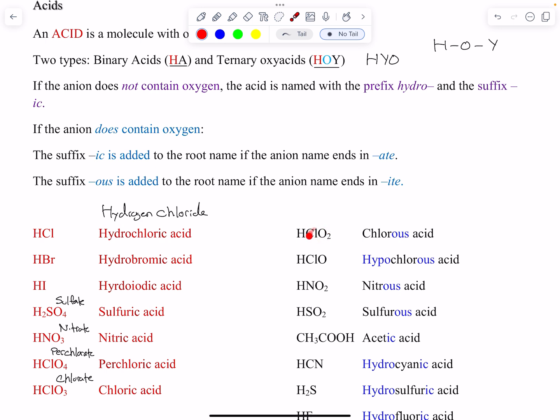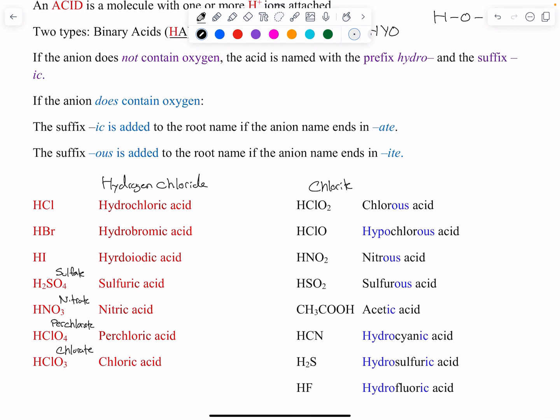Here, this polyatomic ion, again, another reason to know your polyatomic ions, right? It's just part of the language. We have chlorite. So this is chlorite. So it's chlorous acid. Hypochlorite, hypochlorous acid. Nitrite, nitrous acid. Sulfite, sulfurous acid. Acetate, acetic acid.